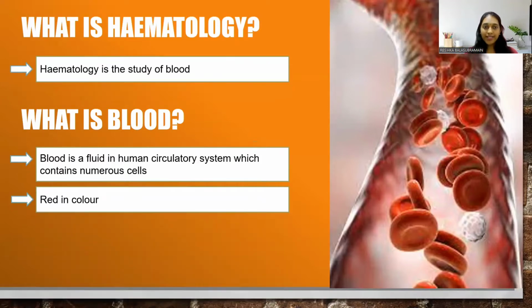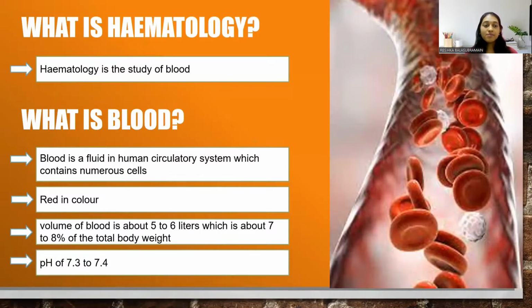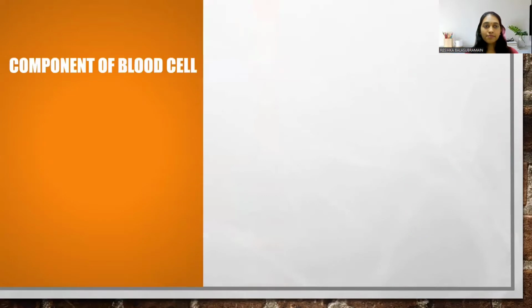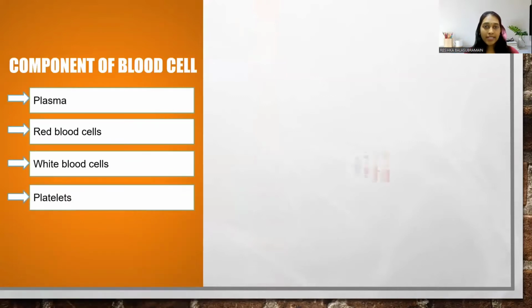Blood is red in color and the volume of the blood is about 5 to 6 liters, which is about 7 to 8% of the total body weight. The pH of the blood is in between 7.3 to 7.4, which is a state of alkaline. Blood is composed of plasma, white blood cells, red blood cells, and also platelets.